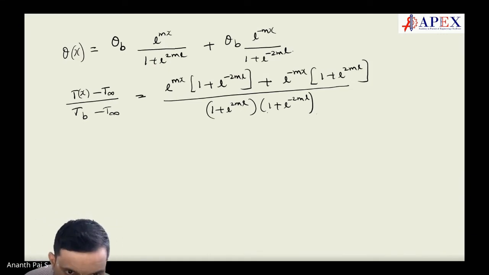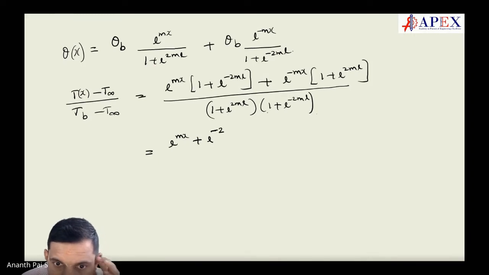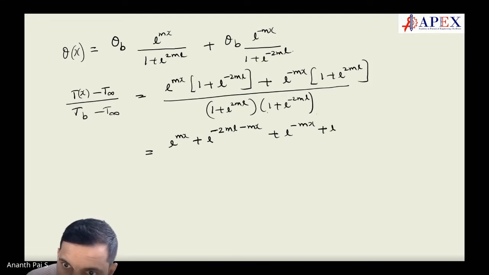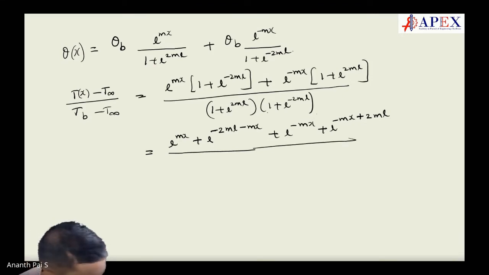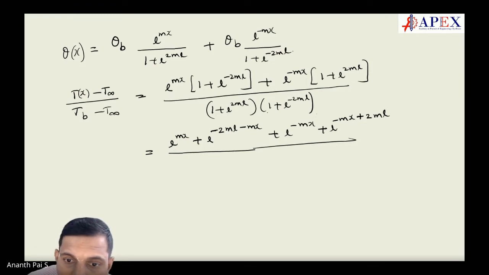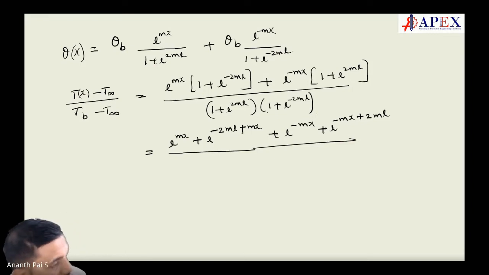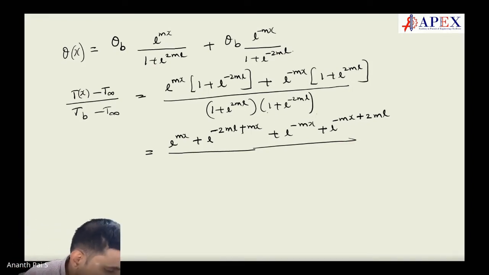Okay. So now, further doing this, you will get e power mx plus e power minus 2 ml minus mx plus e power minus mx plus e power minus mx into plus 2 ml. This is what we will get, divided by, when you multiply this, what is plus here? Here it is plus mx. Correct. So further going like this, I will not do the full derivation here, because it is taking more time in algebra.